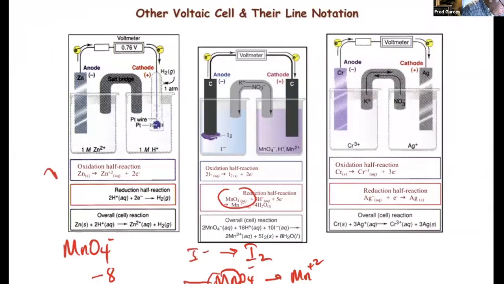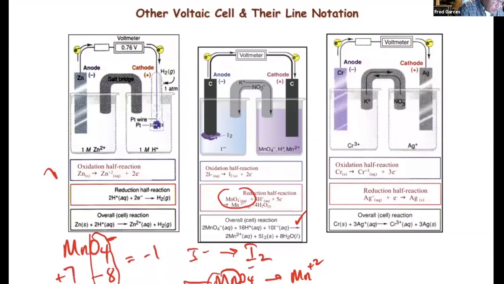Remember this is 1 negative. So this right here tells you it's -8. What plus -8 equals -1? It's got to be +7. That's how you determine the oxidation state of manganese. So please review that. So this right here is the reaction. This is the net reaction. You should be able to write a line notation for that.